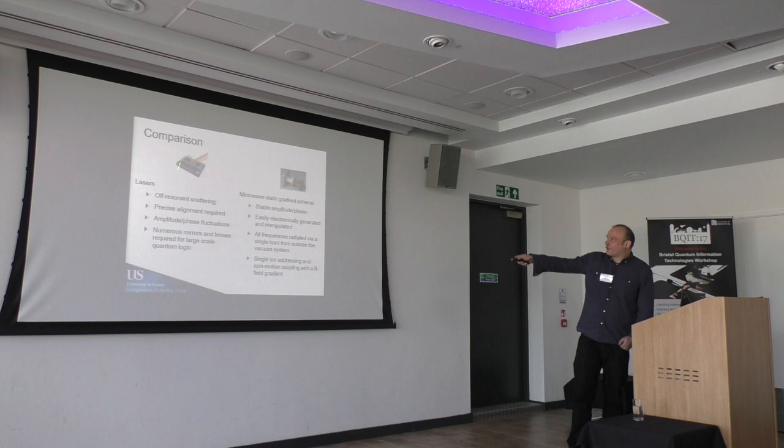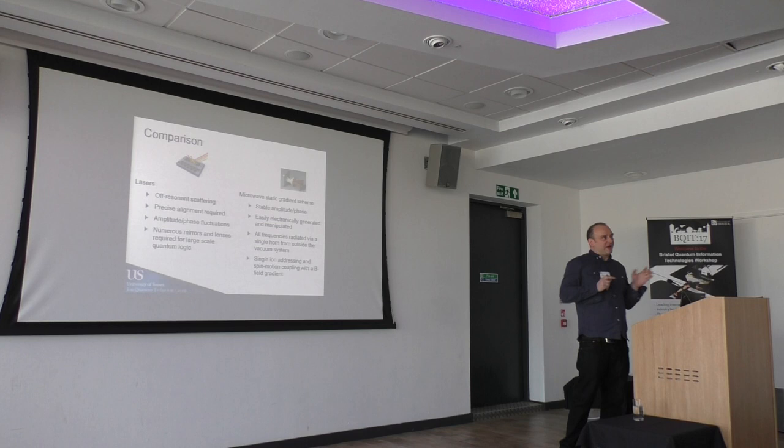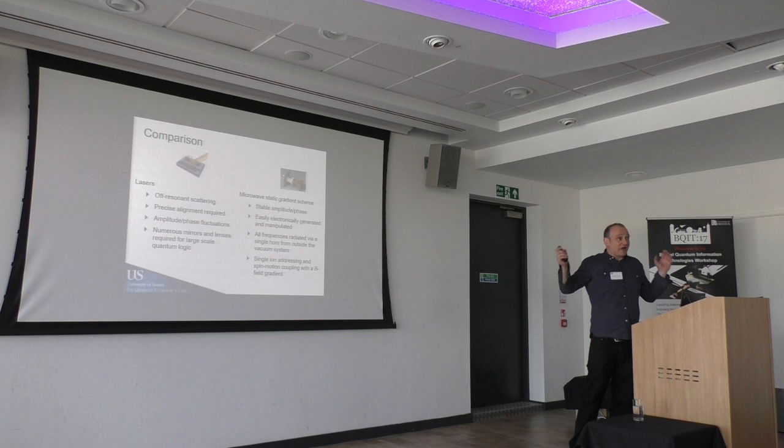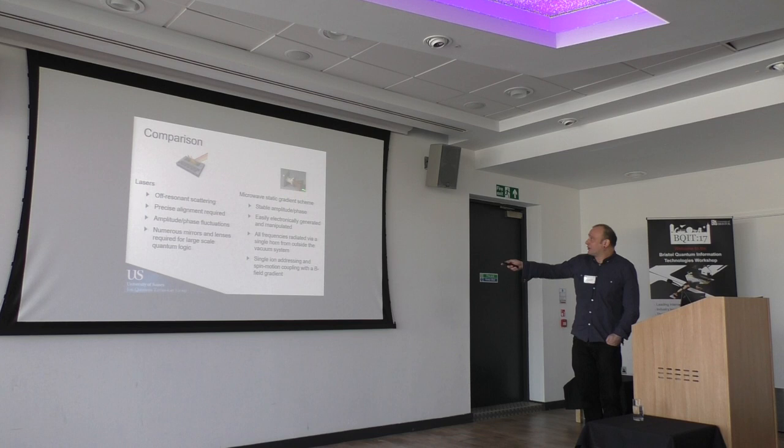So now, first of all, let me give you some kind of motivation for why we're doing this. If you use lasers, you have something called off-resonance scattering, which is unavoidable when you use lasers. You're going to have to align your laser beams. You're going to have to deal with amplitude and phase fluctuations of the lasers. And you're going to have all these mirrors and optical elements in order to build a large-scale device. There are MEMS mirror arrays and all these kinds of things available, but it's still going to be very messy engineering.